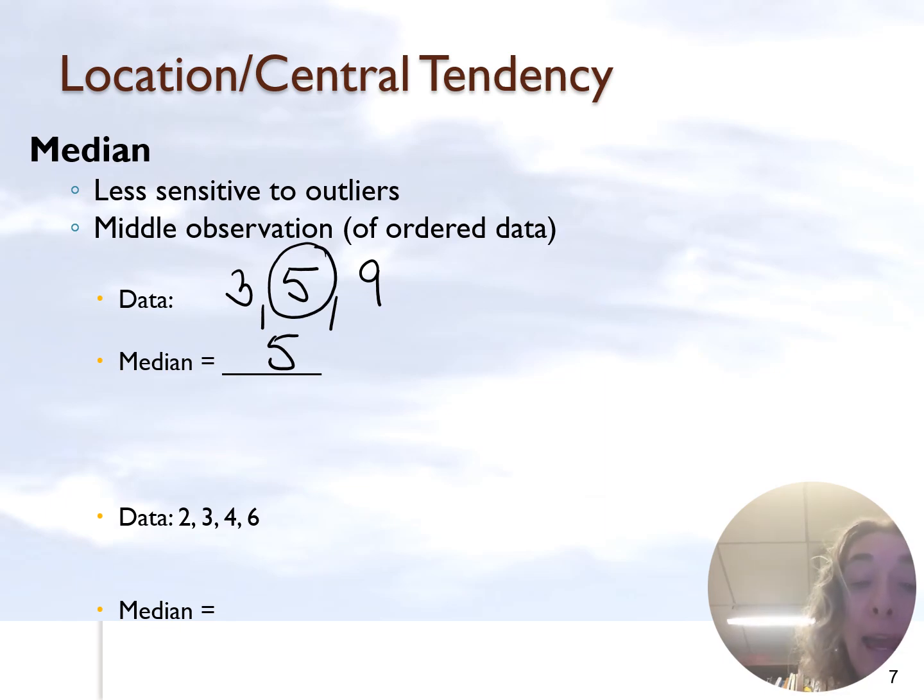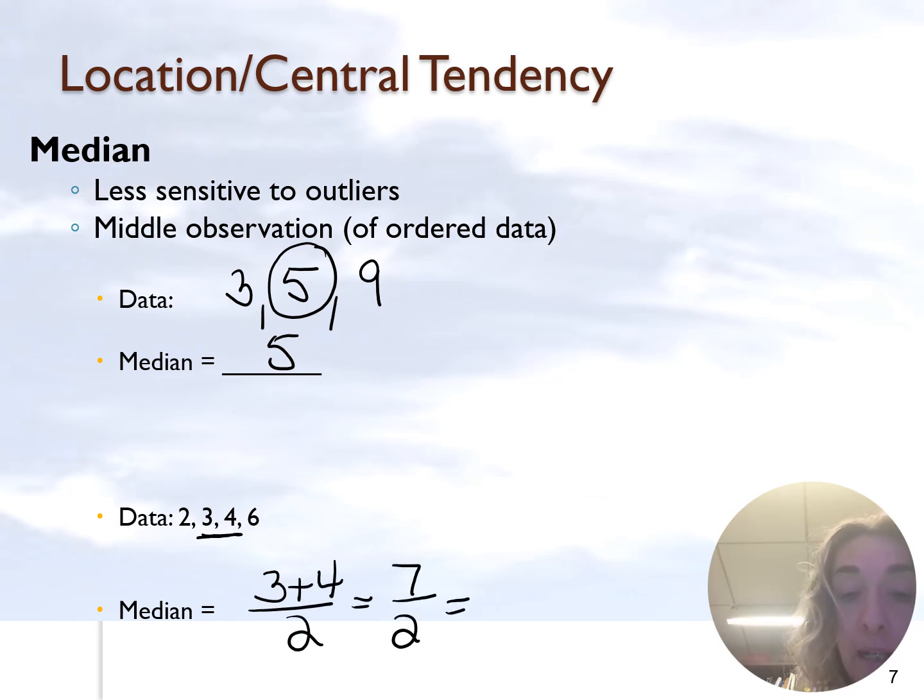Okay, well, what if I have an even number of items? How do you determine the median? The median in this case is going to be the average of your 2 middle numbers. So in this case, the median for that set of 4 numbers is 3.5.